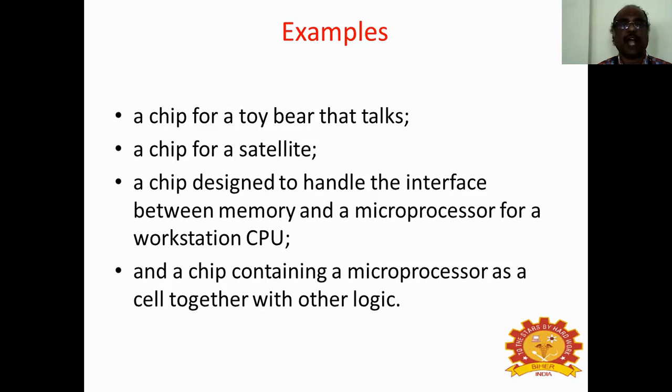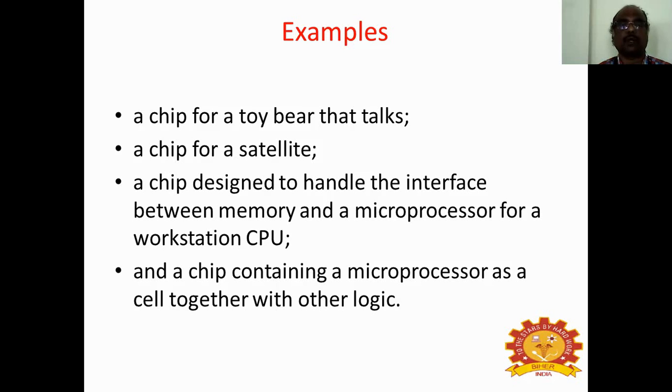Or a chip designed to handle the interface between the memory and the microprocessor for a workstation CPU. So you will have memory interface chips that serve as an interface between the memory and the microprocessor for a workstation. That is a specific type of application. So when you design a chip or integrated circuit for that type of interface circuit, it is called an application specific IC, or a chip containing a microprocessor as a cell together with other logic.